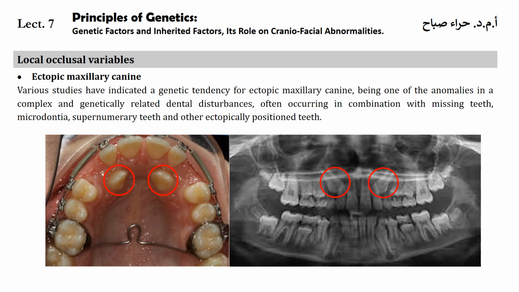Ectopic maxillary canine. Various studies have indicated a genetic tendency for ectopic maxillary canine, being one of the anomalies in a complex of genetically related dental disturbances, often occurring in combination with missing teeth, microdontia, supernumerary teeth, and other ectopically positioned teeth.